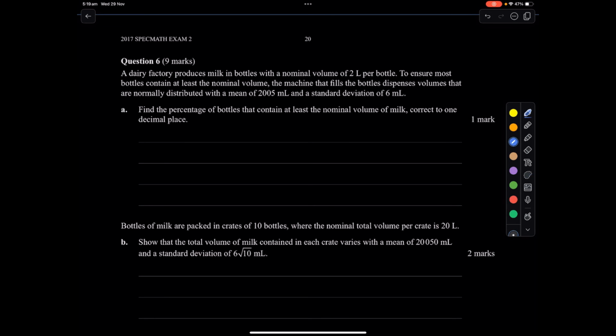So we want to find the probability. Let's say X contains at least the nominal volume. What's the nominal volume? The nominal volume is 2 liters, and because they're all in milliliters, 2 liters is just 2,000 milliliters. The factory produces milk in bottles with a nominal volume of 2, so that's the nominal. To ensure that most bottles contain at least the nominal volume, the machine dispenses this and that. Okay, and these are your mean, and this is your standard deviation.